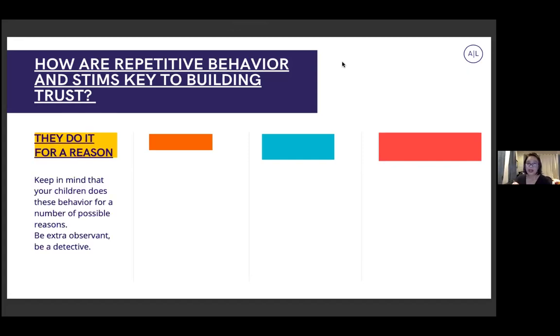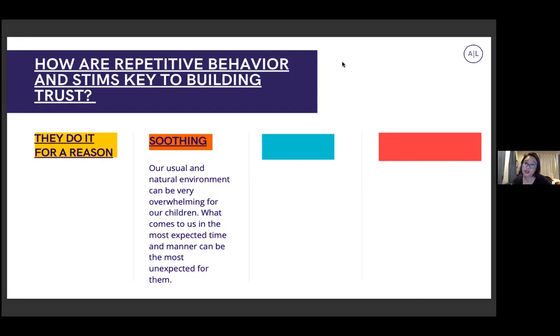So number one, they do it for a reason. Just like I told you earlier, they do it because they're overwhelmed. And there are a lot of reasons why children could be overwhelmed, not just children with ASD. Even for us adults, we can be overwhelmed with a lot of things happening around us. So it's self-soothing for them as well. As I told you, it helps them calm themselves. It helps them relax.